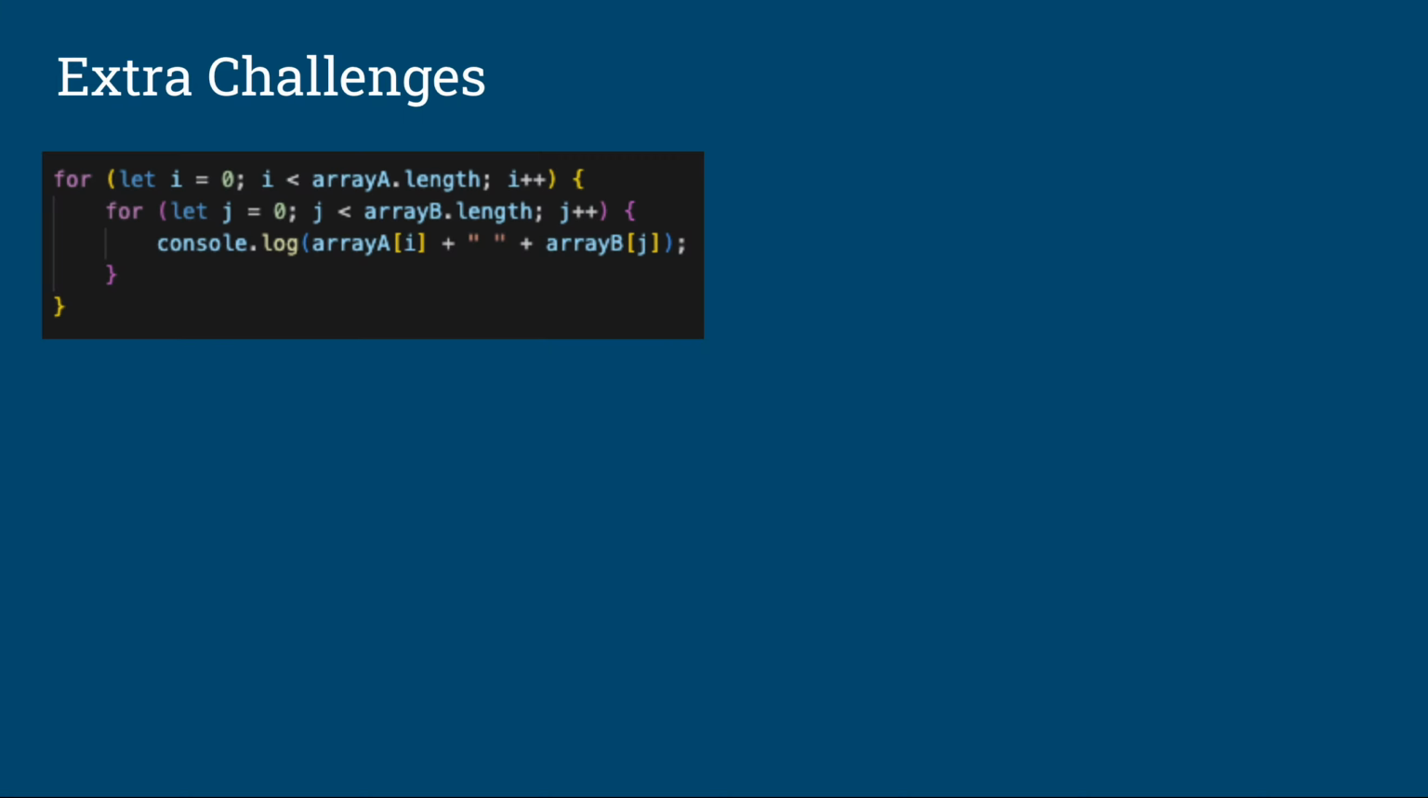Okay, so now let's go through some extra challenges. These ones are going to be a little trickier than any of the other ones we've gone through. So again, you can pause the video after I go through each one, and then I will do the answer. So here we've got while i is less than the length of array A, and inside that a for loop, while j is less than array B length, console log array A of i and array B of j. So pause the video here, take a second.